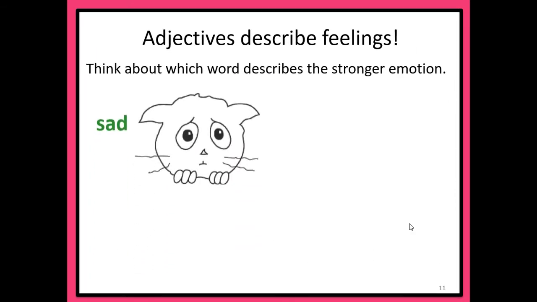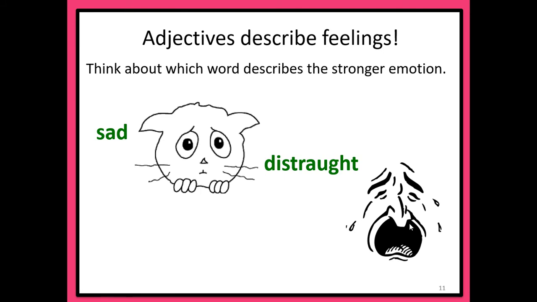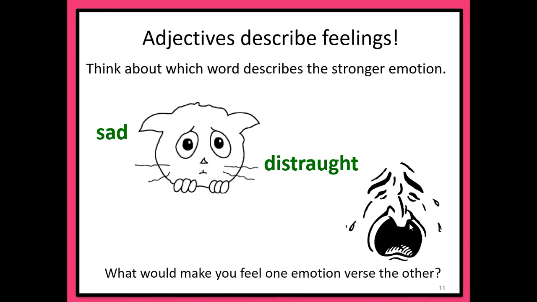Our next two emotions are sad and distraught. Both of them mean sad, but which one do you think is the stronger emotion? A lot of times the pictures help us here. Distraught. So, what would make you feel one emotion versus the other? Sad could be recess was canceled for the day, but distraught could be that you have lost somebody or something that was very important to you. So, different things that happen to you are going to make you feel different shades of an emotion. You're not going to be distraught over the fact that we have to have indoor recess. You're just going to be possibly sad.